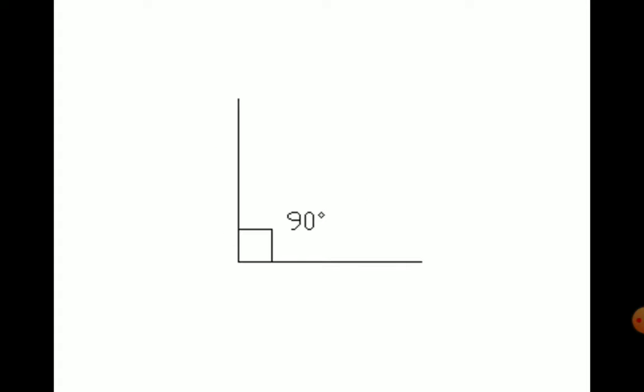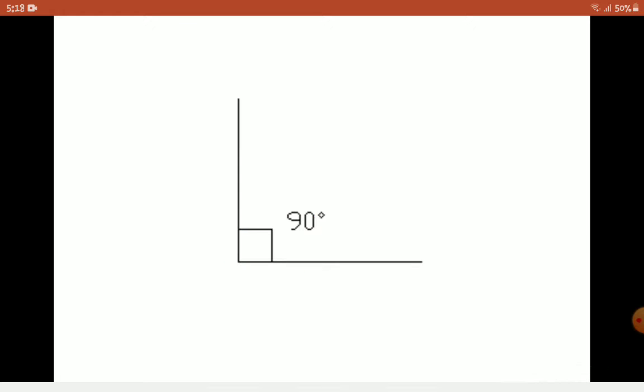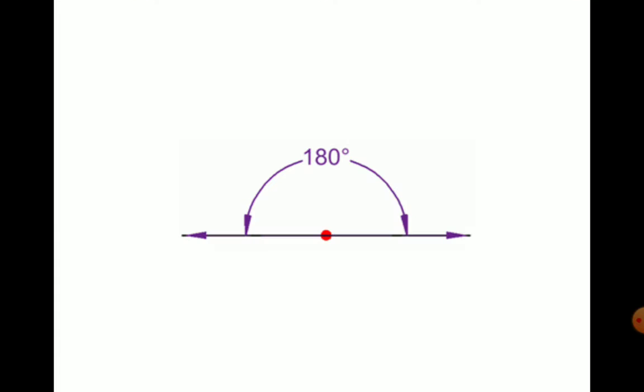1, 2, 3, 4, 5. Right angle. Okay guys, when it comes to here, you can see this square. So what does this show? This shows a 90 degrees angle. So if this box is here, you don't need to measure it. So this is the right angle. 180 degrees. This is a straight angle. Okay.